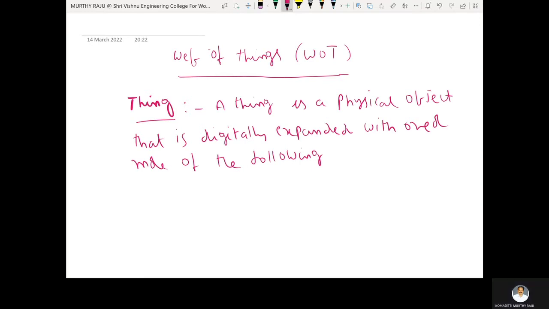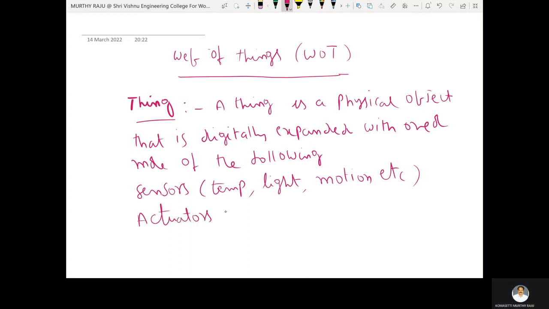First one is sensors. Sensors sense the environmental conditions, such as a temperature sensor, light sensor, motion sensor, etc. Next, actuators: displacement, displays, sound, motors, etc. Actuators are the opposite action of the sensors.